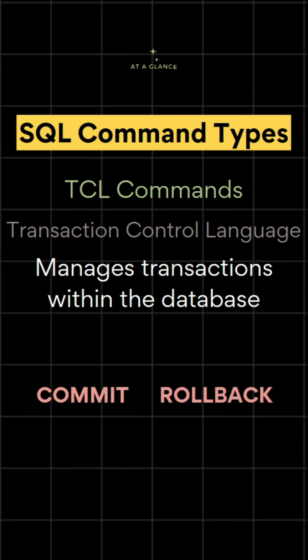Next, we have rollback command. This rollback command is used to revert a particular change that is already done. If you want to move back to a particular point of transaction, then we can use this rollback command. Next command is savepoint command. This savepoint command is basically used to mark a specific point for potential rollback.